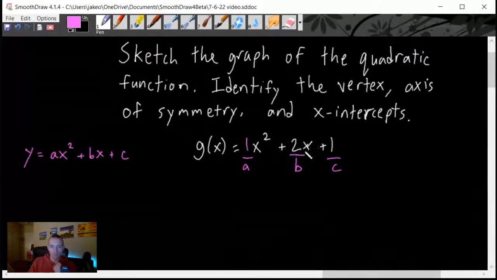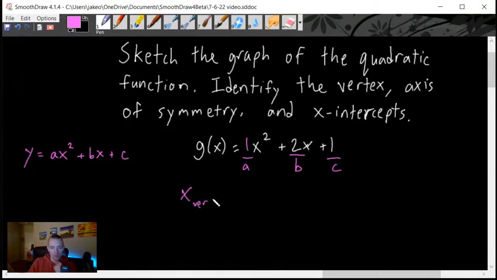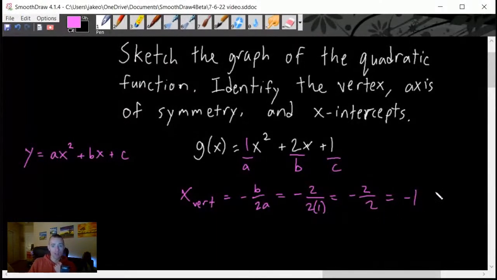All you really have to do is use the equation that the x-coordinate of the vertex of a quadratic function that is in this form is just going to be negative b over 2a. So in this case, negative 2 over 2 times 1. Now we can just simplify that down. 2 times 1 is 2. Negative 2 over 2 is negative 1. So the x-coordinate of our vertex is going to be x equals negative 1.